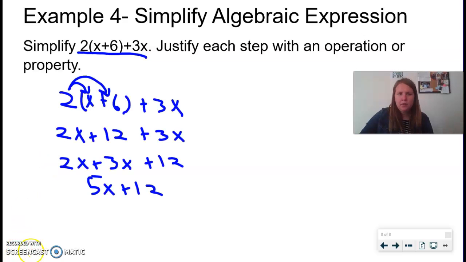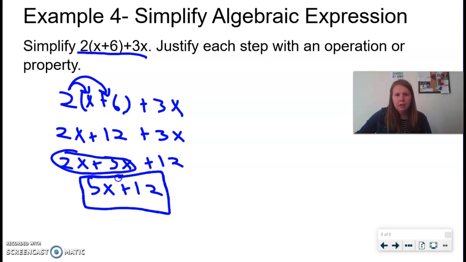Alrighty, to be honest with you, I took way less steps than the actual book did. So here's what I did. I used my distributing property. So I get 2x plus 12 plus 3x. Then what I did is I used my associative property and I just moved around these 2x and 3x. That way they're right next to each other and I can easily combine them because I know that they're like terms. 2 plus 3 is 5, so 5x plus 12 is my final solution.